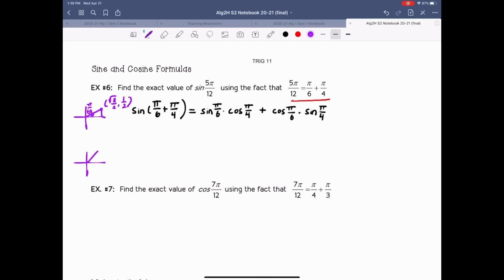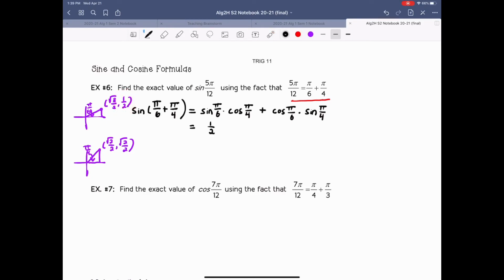Then for pi over 4, a little bit different. All right, for pi over 4, we have a point of intersection at (root 2 over 2, root 2 over 2). So again, we know that cosine is going to be root 2 over 2, and so is the sine. So using these two locations and the points of intersection on the unit circle, let's make the appropriate replacements. So looking at sine of pi over 6, that's going to be the y value of the point of intersection with pi over 6, which is 1 over 2.